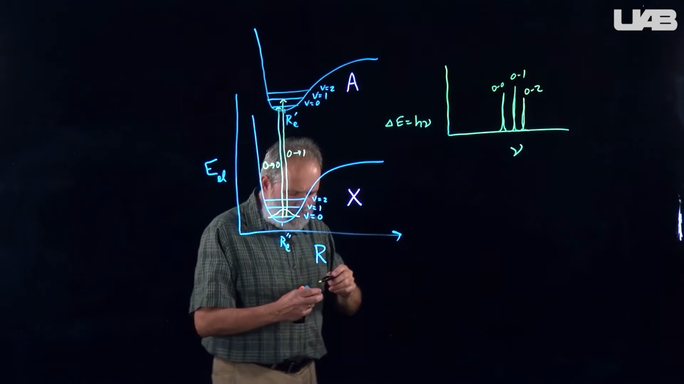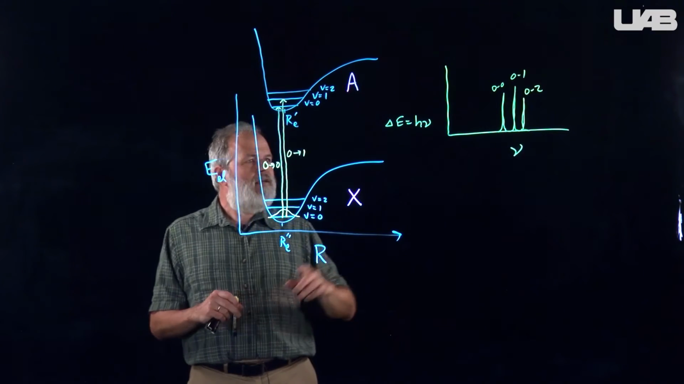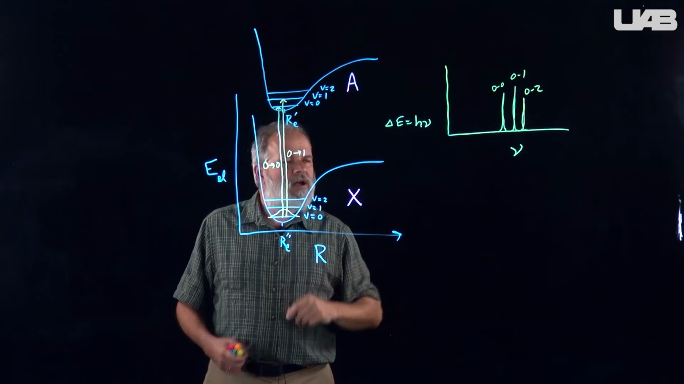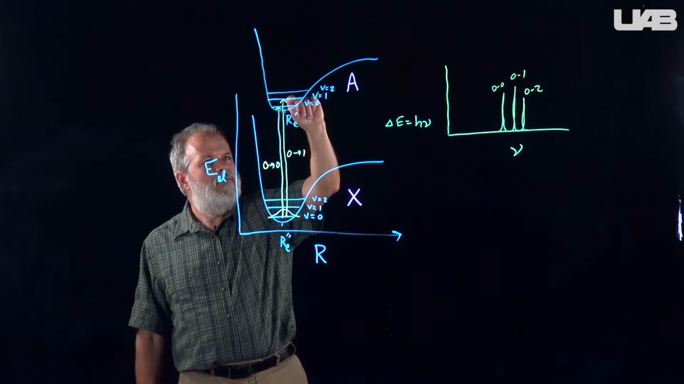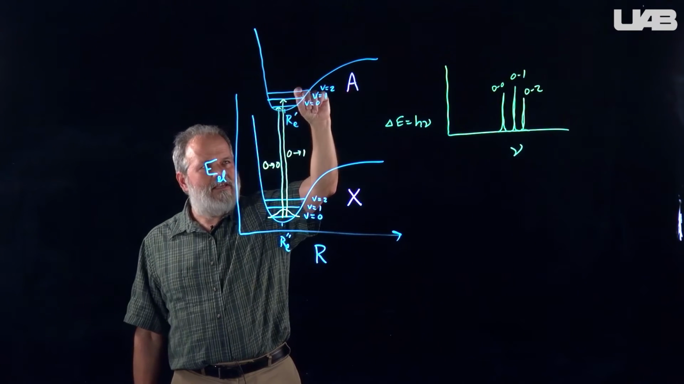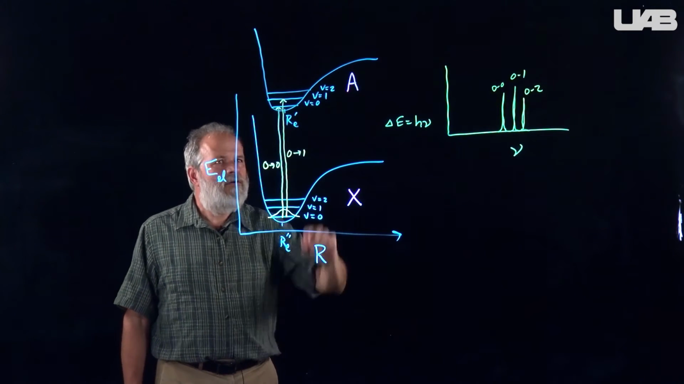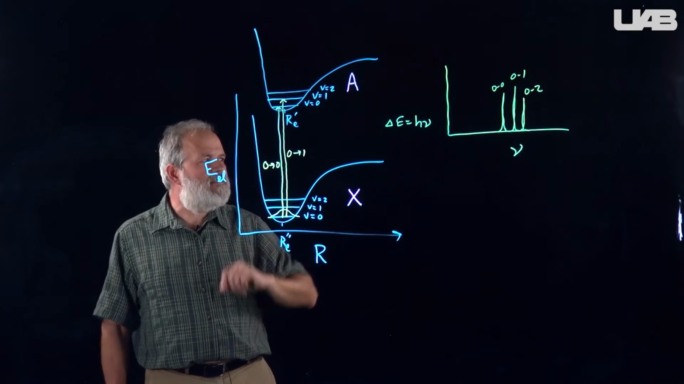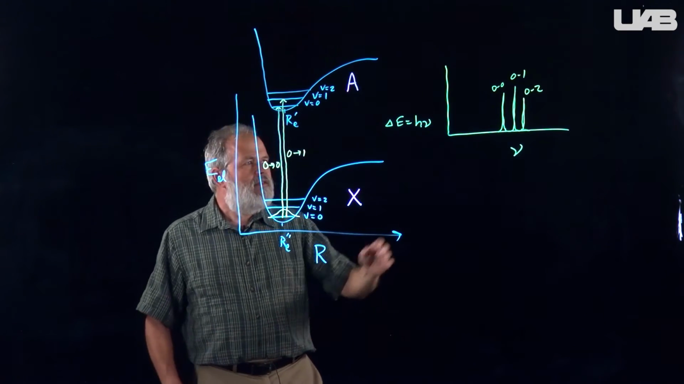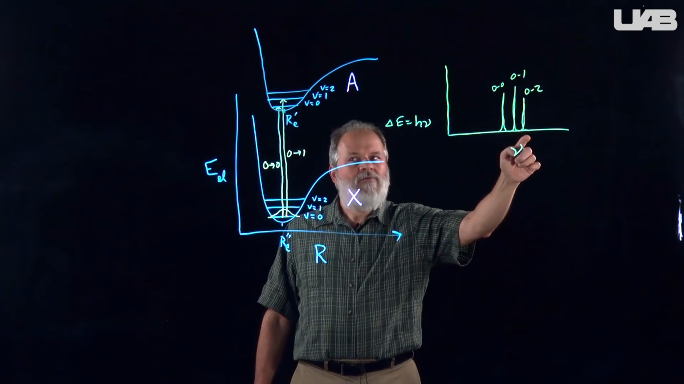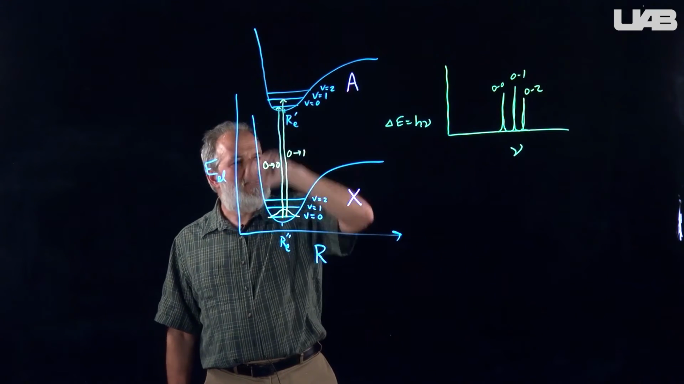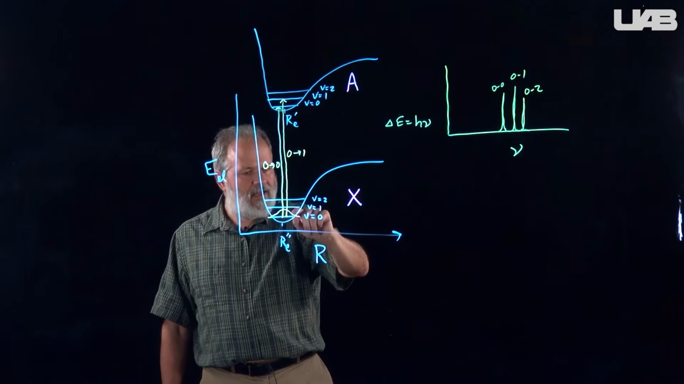Now the difference in frequency, if we multiply that by Planck's constant, then we'll get the energy difference between v equals 0 in the excited state and v equals 1 in the excited state, or v equals 1 in the excited state and v equals 2 in the excited state. So the spacings of these peaks are equal to the vibrational frequency energies of the excited state, not the ground state.